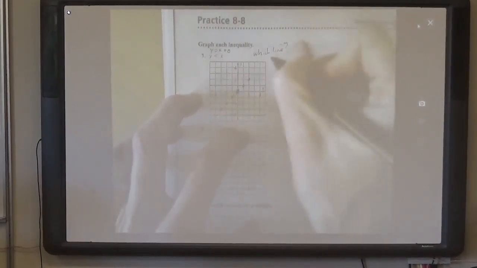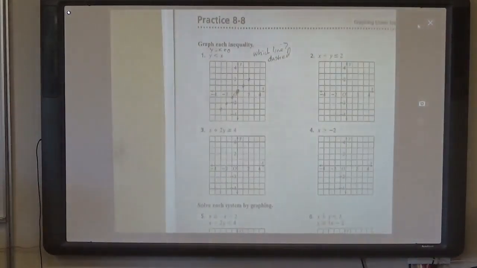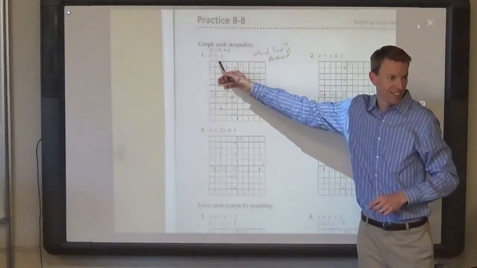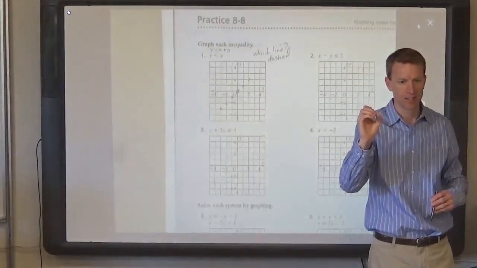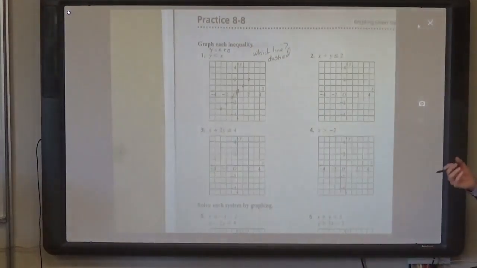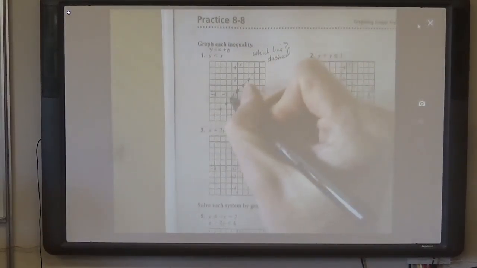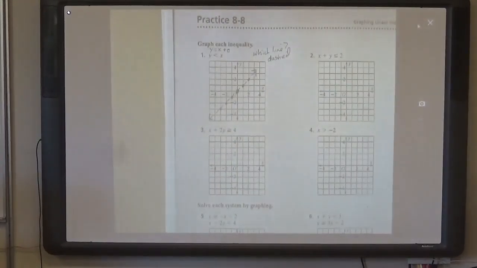You have to use a dashed line. Why? Garrett? Because it's a dashed mark, just the less than sign. Yeah. Okay? It doesn't have the equal to sign underneath it, so it's similar to an open dot when you were graphing those on just a number line. It's similar to an open dot. Open dot or dashed line. We have to use a dashed line. Make sure you put arrows on it, but leave a little space in between the dashes.